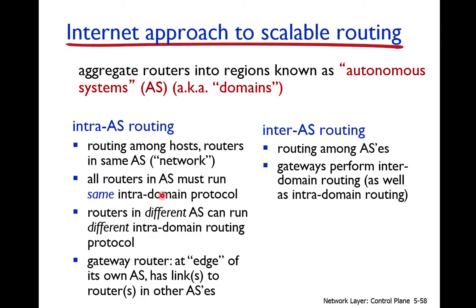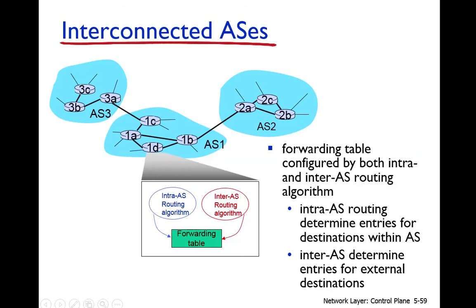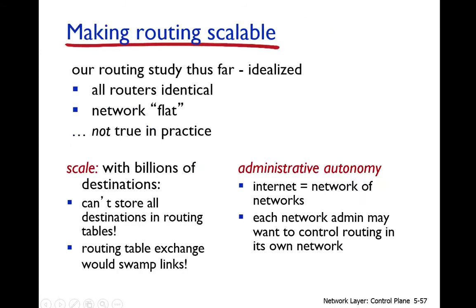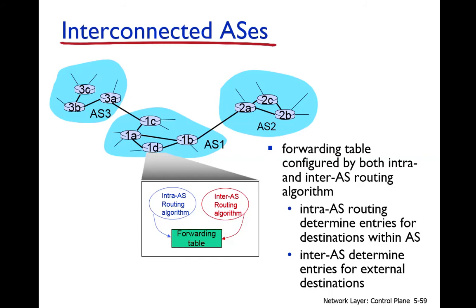protocol. For example, an autonomous system can use the link state protocol or it can use the distance vector routing protocol. Routers in a different autonomous system can run a different intra-domain, or intra-autonomous system, routing protocol. As I have explained to you, suppose autonomous system 3 is using the link state routing protocol, autonomous system number 1 is using distance vector, and autonomous system number 2 is also using distance vector.